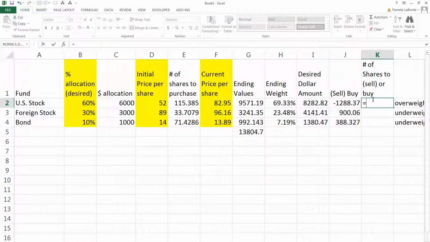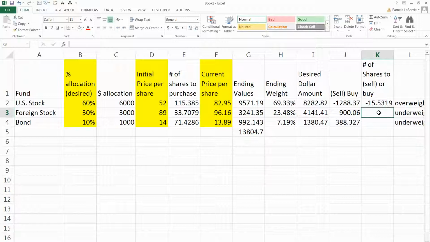So for the US stock fund, I'm taking the dollar amount that I need to sell. It's negative, so I need to sell it. I'm going to go ahead and make it negative. 1,288.37. Divide that by the current price per share, which is $82.95. This is how many shares of the US stock fund that I need to sell.